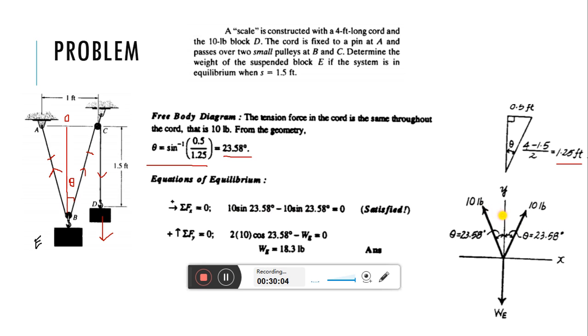So in y direction, in the positive direction, how many forces are there? 2. 10 pound into cos 23.58 degree plus the same value. Okay, 10 pound into cos 23.58. So 2 into that, and in the negative direction we have WE. So from this we can calculate the value of WE, and for this data, this is 18.3 pound. Okay, so weight is 18.3 pound. So this is the solution of the problem.